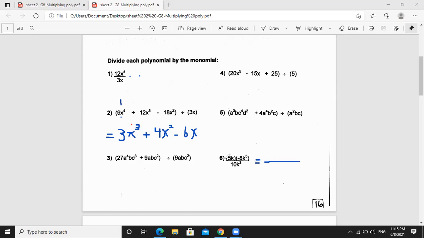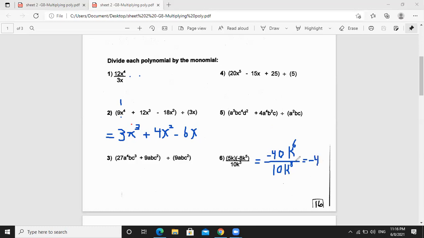We will multiply the numerator first, like 5 times negative 8, which equals negative 40. And then k times k power 5, it will be k power what? 6. K power 6, yes. And then we will put 10k power 3. After that, we will start to divide the coefficient first, then negative 40 divided by 10 will be equal to negative 4.